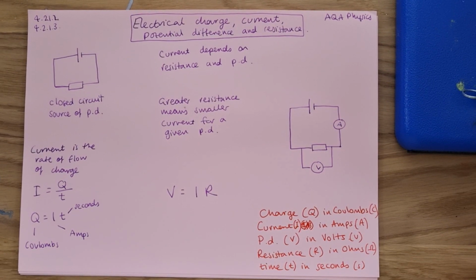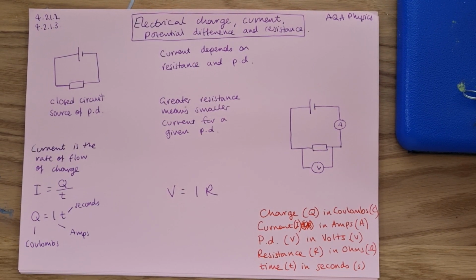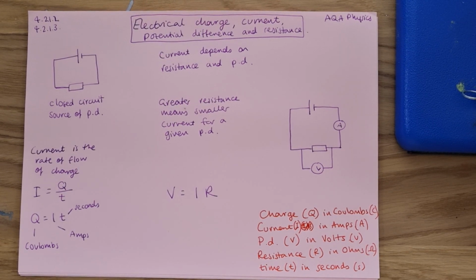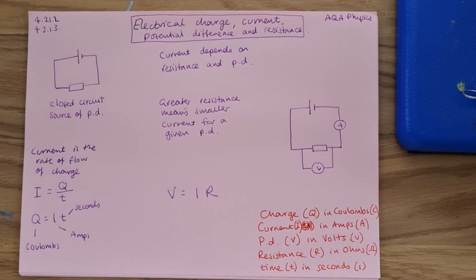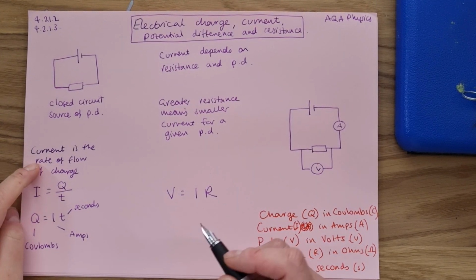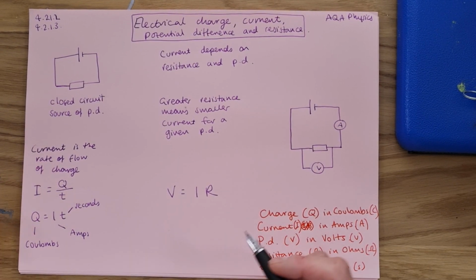Right, this is electricity part 2. I'm going to go through charge, current, potential difference, and resistance, so what they are. Right, so the first thing is that current is the rate of flow of charge. So charge is a property of matter.